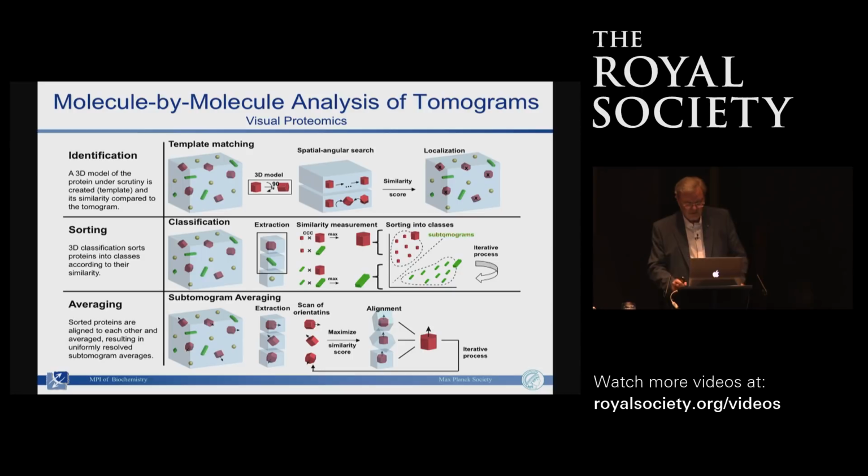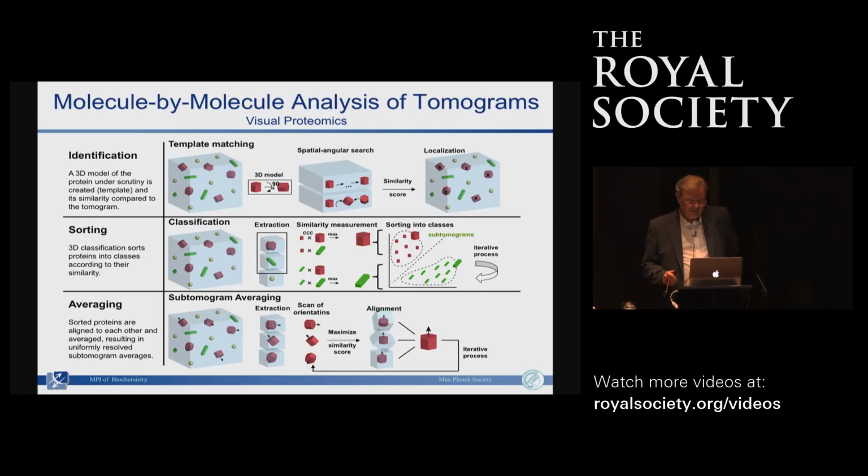And so we can do quite a bit more detailed analysis here, a molecule by molecule analysis. If we have a template of the structure that is under scrutiny, then we can use it to perform a spatial and angular search. And this means it gives us the positions of the molecule in the cell. Then we can extract the molecules and do what I described already, subtomogram averaging, and we can map them back.